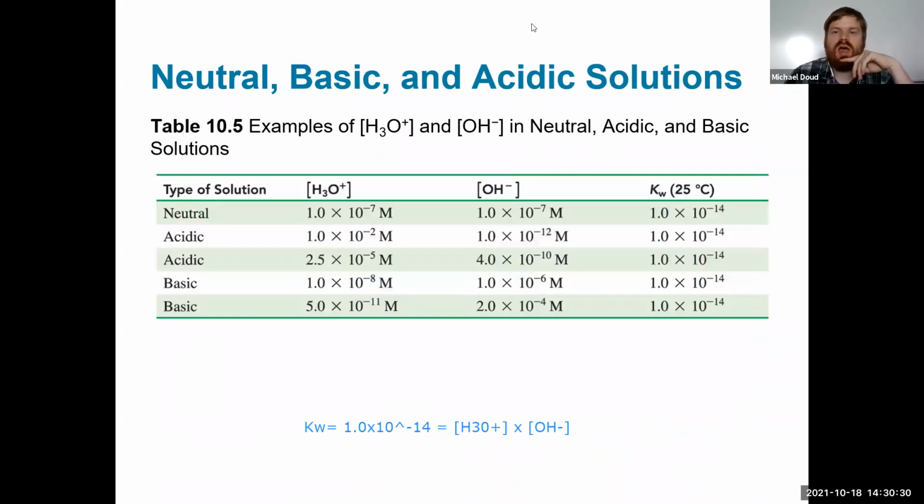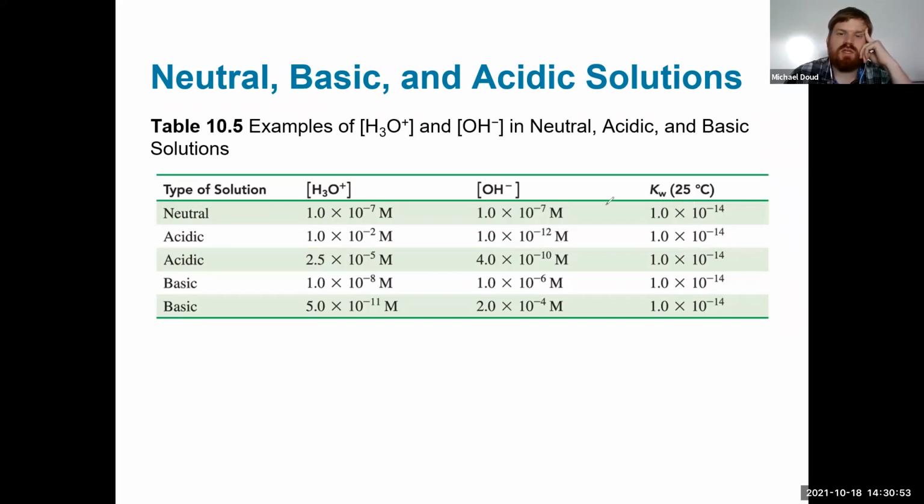Okay, so here's how that math actually works. Let's take a look at some example solutions here. If you have an exactly neutral solution, you know that you have to have 1.0 times 10 to the negative 7th molar for both the hydronium ion and the hydroxide ion. Now note, all of these have the Kw equal to 1.0 times 10 to the negative 14th.